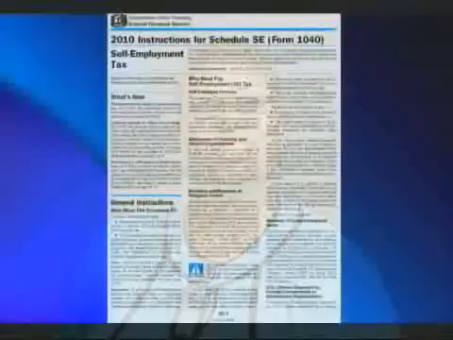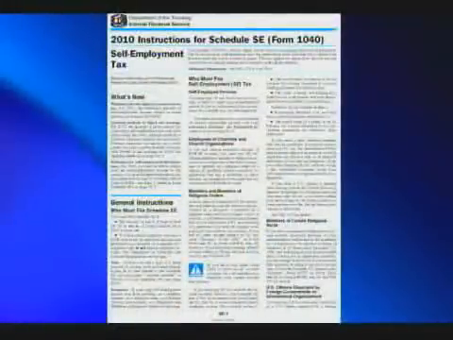In order to report your Social Security and Medicare taxes, you must file Schedule SE, Form 1040, Self-Employment Tax. Use the net income or loss from Schedule C or the net income from Schedule CEZ to calculate the amount of Social Security and Medicare taxes due for the year. The instructions for the Schedule SE will be helpful in filling out the form.